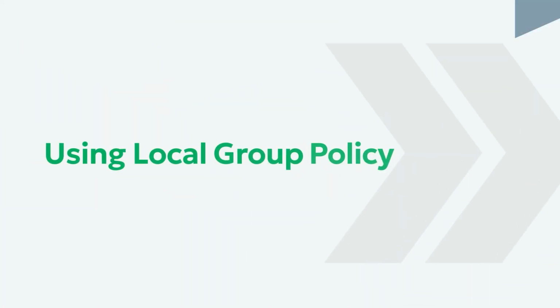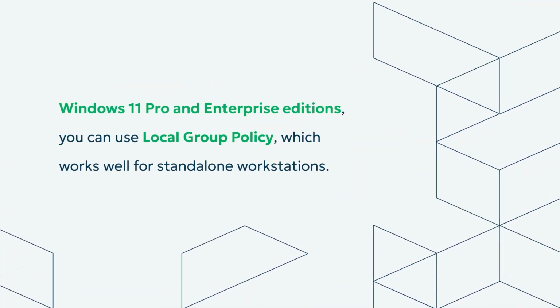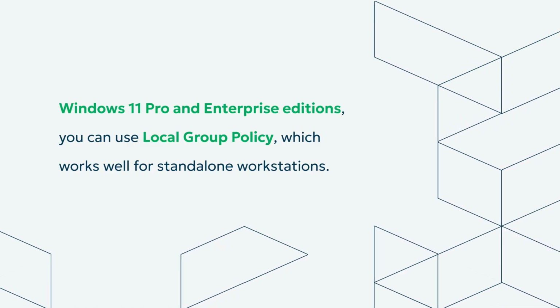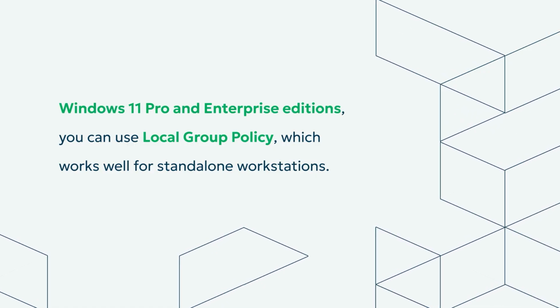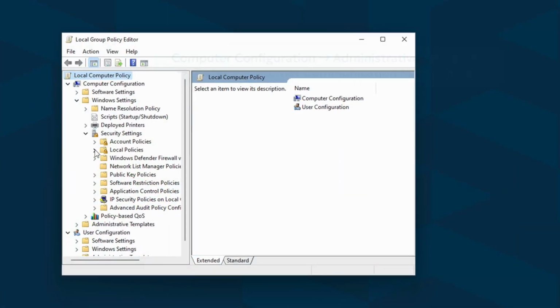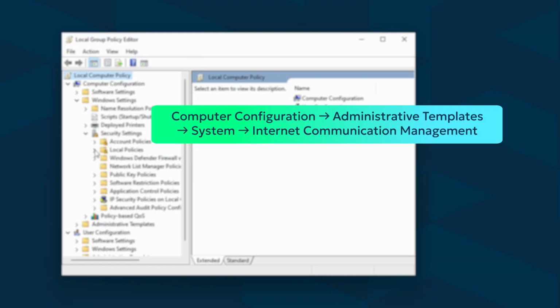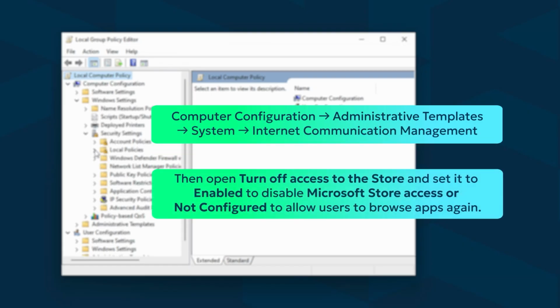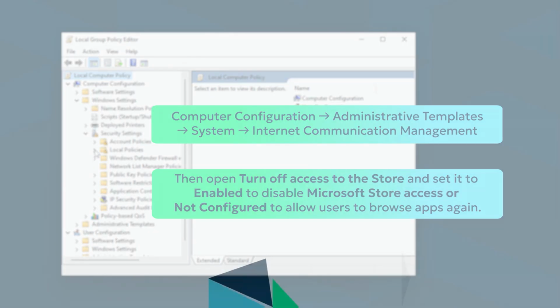Method 4. Using local group policy. Lastly, for Windows 11 Pro and Enterprise editions, you can use local group policy, which works well for standalone workstations. First, open the group policy editor and navigate to this location: Computer Configuration, Administrative Templates, System, Internet Communication Management. Then open Turn Off Access to the Store and set it to Enabled to disable Microsoft Store access or Not Configured to allow users to browse apps again.